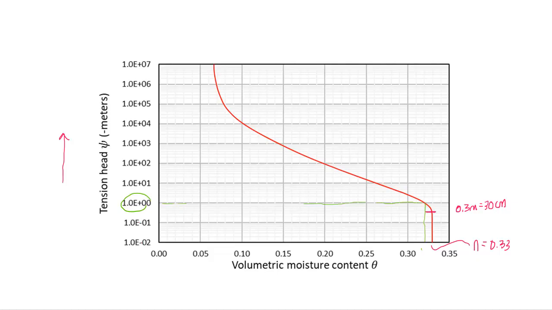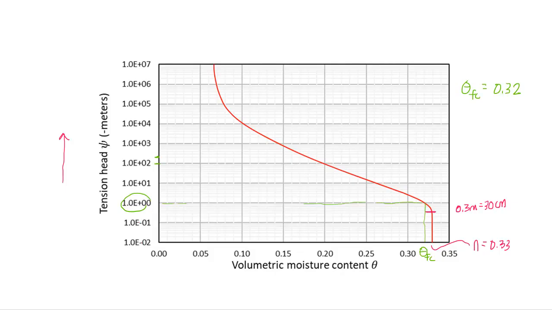So this here is the field capacity. So I'll write that up here. The field capacity is equal to, looks like 0.32. The permanent wilting point is found at a matrix suction of about 150 meters. So that's 100 right here, 10 to the second.